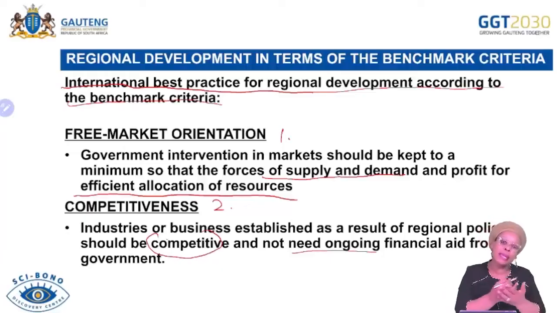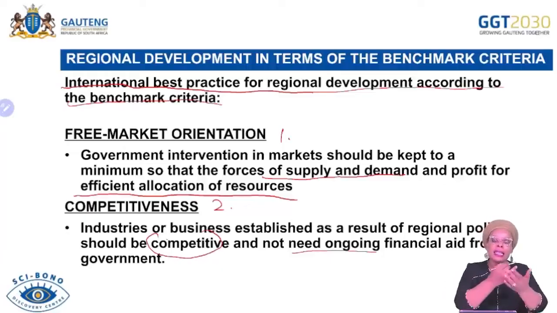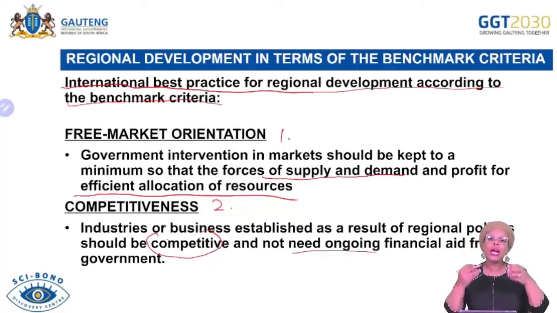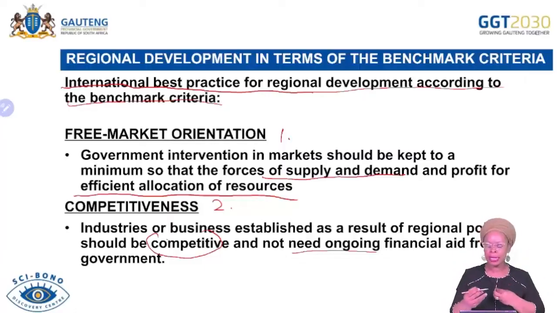So if the government, let's say, for example, after 3 years, the government removed the financial aid, the business should still continue and not shut down. It should be able to be self-sustainable without government assistance.